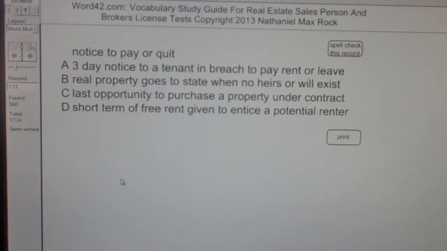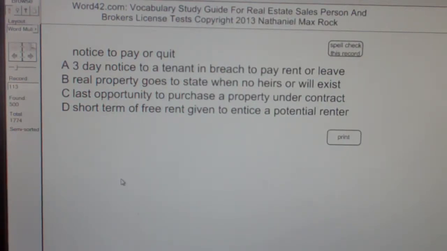Multiple choice question: notice to pay or quit. A. 3-day notice to a tenant in breach to pay rent or leave. B. Real property goes to state when no heirs or will exist. C. Last opportunity to purchase a property under contract. D. Short term of free rent given to entice a potential renter.